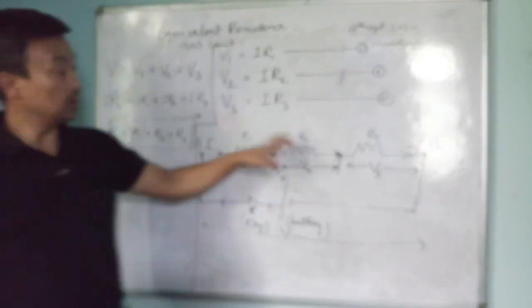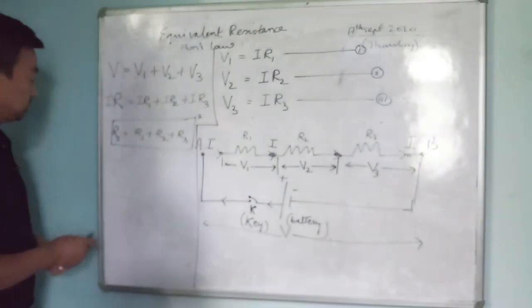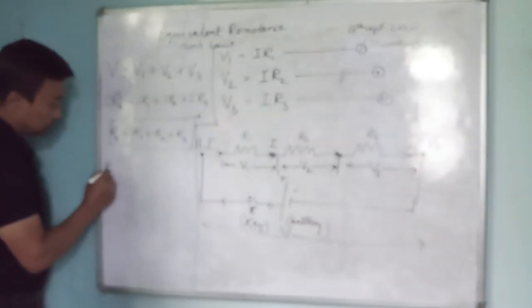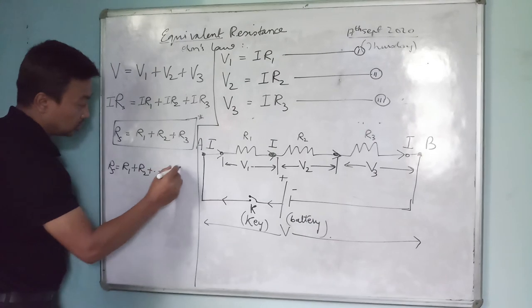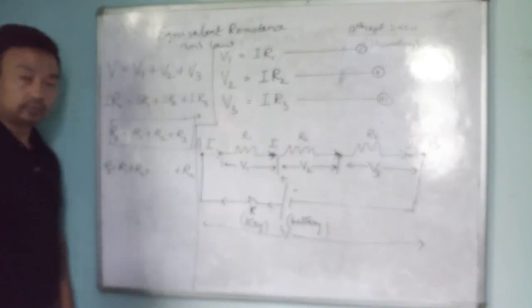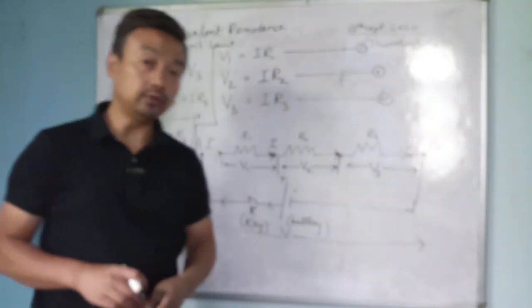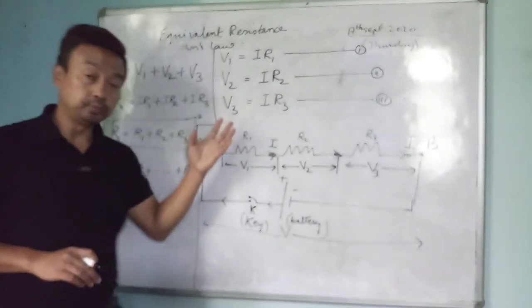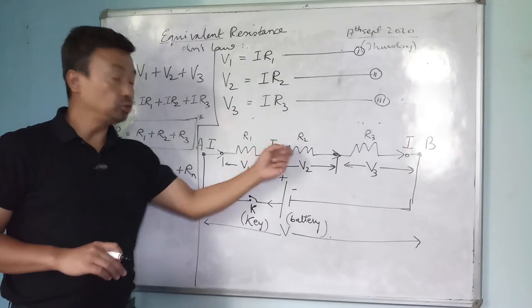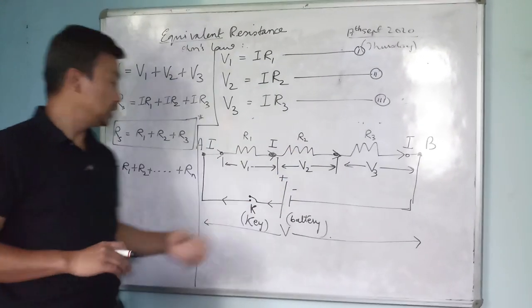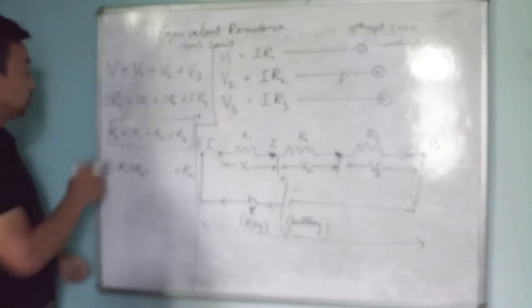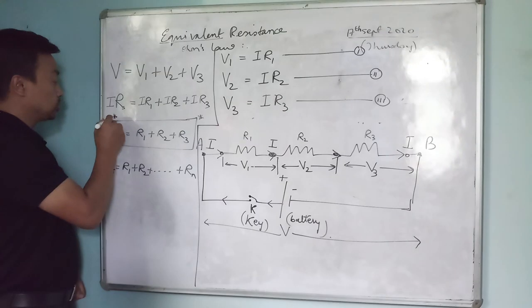Now, if there are more than 3 resistors, for example, if there are n resistors, then we get something like this. You go on adding up to n. So there can be more than 3, 4, 5, 6, that means 2 should be the minimum. If there are 2, then you just add R1 plus R2. So this formula is very, very important here.